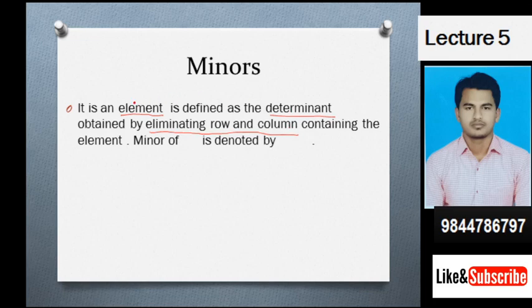It means the minor of an element is dependent on the given element. The minor of the element Aij is denoted by capital Mij. Let me take an example.